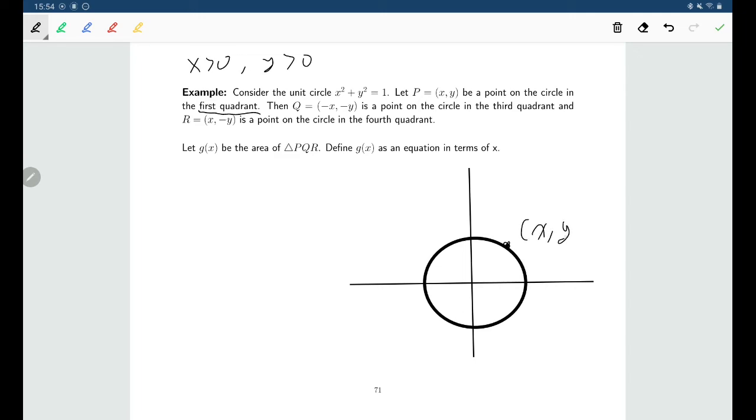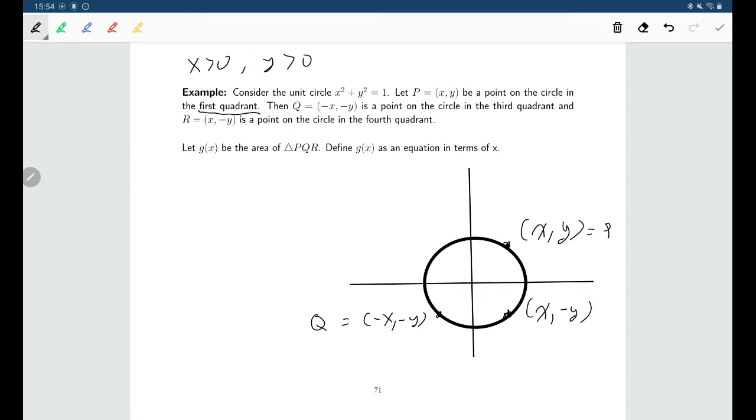That's my point P. And it says, let Q be the point negative x, negative y. That would be in quadrant 3 then. Negative x coordinate, negative y coordinate. That would be my point Q. And then R, x comma negative y. Positive x value, negative y value. That puts me down here in quadrant 4.